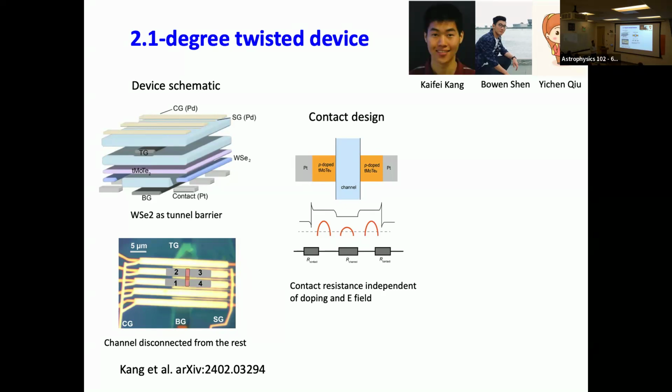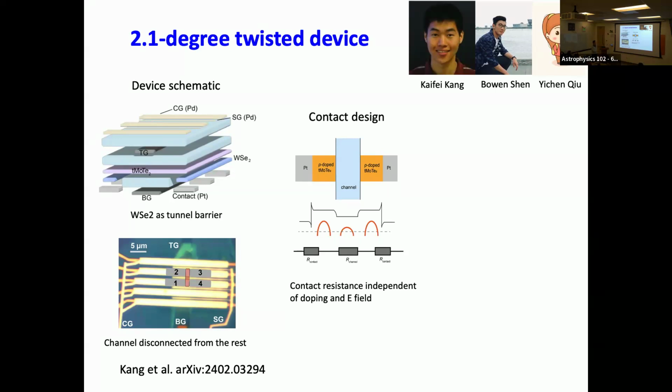A few more words about the contact for the experimentalists. We heavily dope the twisted MoTe2 region in direct contact with platinum, so that we can reduce the contact resistance a lot. And you can use a resistors-in-series circuit to understand the contact. As far as we understand, the contact resistance is dominated by the junction between the platinum and the heavily doped MoTe2. From the heavily doped MoTe2 to the channel, the contact resistance is negligible, as I will show you that this contact here is very transparent.